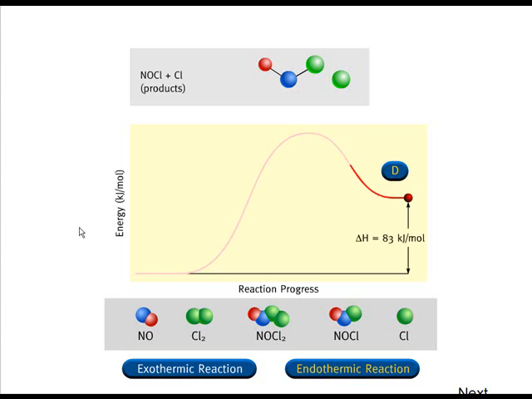A bond is now formed between nitrogen and chlorine. The bond between the two chlorines has broken. The products of this reaction are nitrosyl chloride, NOCl, and chlorine atoms. The products are less stable than the reactants. The products have a higher potential energy. In this type of reaction, heat will be absorbed from the surroundings by the reacting mixture. The heat absorbed, or delta H, is 83 kilojoules per mole. This is an endothermic reaction.